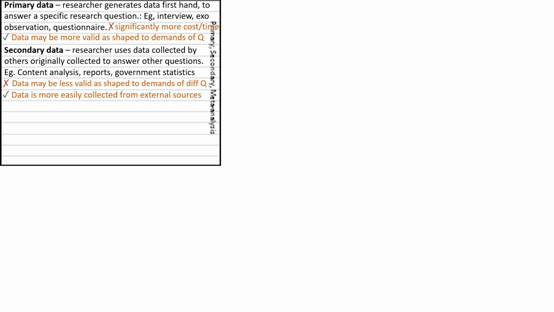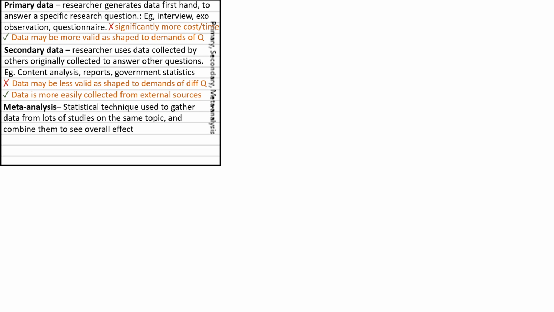Let's also mention a technique called a meta-analysis. A meta-analysis uses secondary data in a statistical technique. So data is gathered from a range of different studies, all on broadly the same topic. Then all this data is combined to see an overall effect.